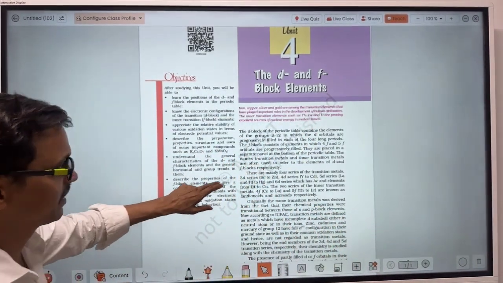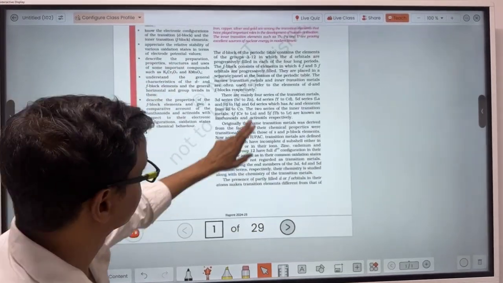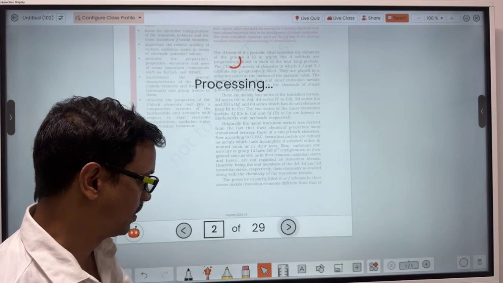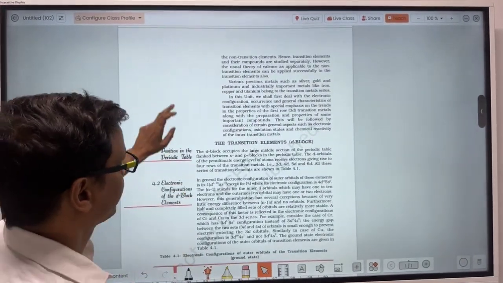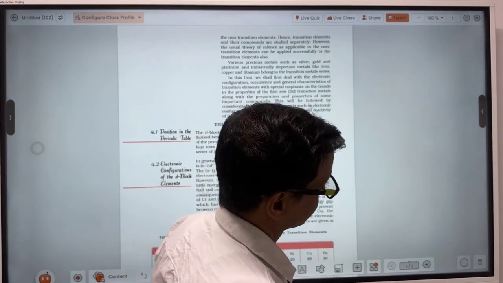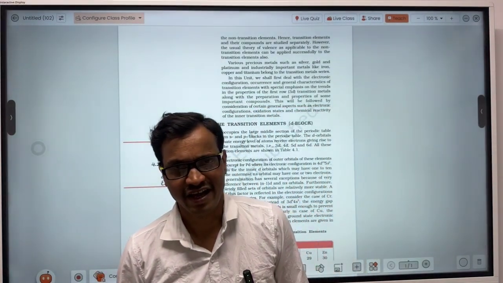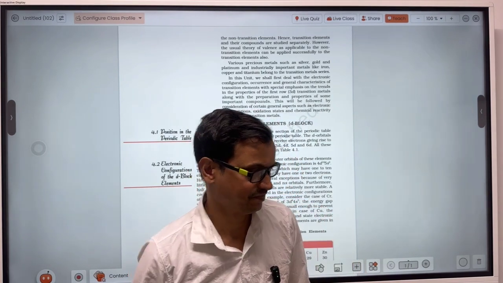You already know D and F block elements. What are D block elements? The elements in which the last electron enters the d orbital are called D block elements, and the elements in which the last electron enters the f orbital are called F block elements.